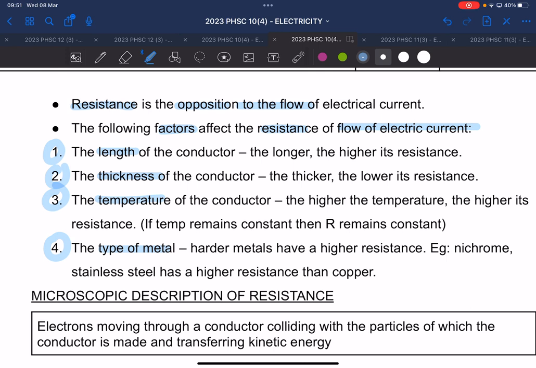Okay, common sense. Then the last one is the type of material. If the material is very soft, then the charges can go through it quickly, like copper. So we have copper wires. But if the material is very hard, so you can't bend it, then it will take longer for the charges to pass through because the resistance is higher.